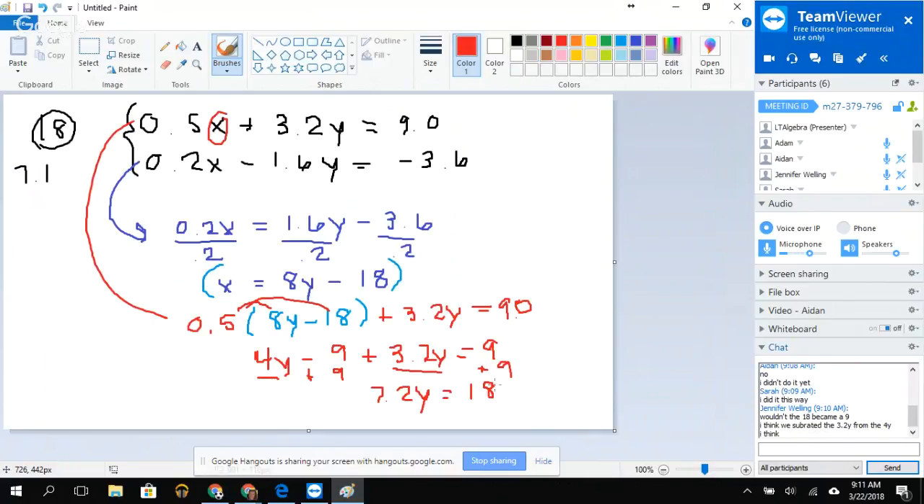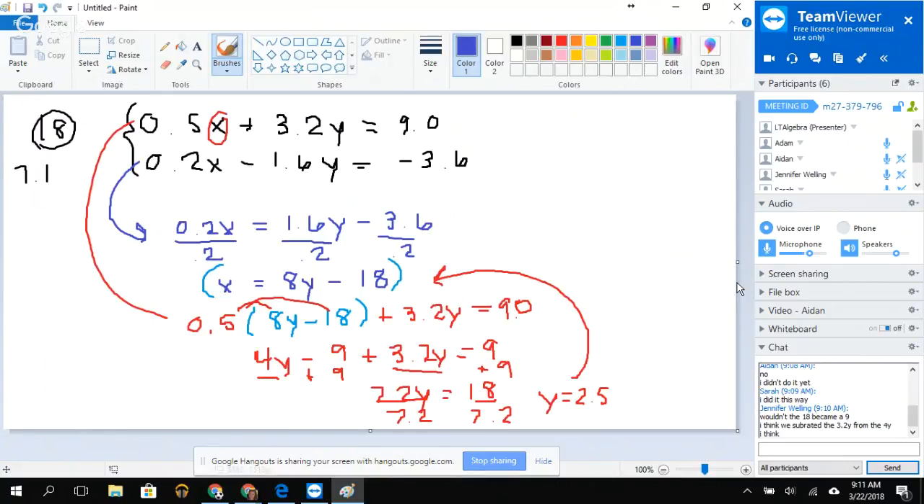I think so too. All right, so if I divide both sides by 7.2, I get y equals 2.5, right? And then if I want to figure out what x is, then I need to plug that back in up here. And this is a mess. I apologize. Always a mess on the computer screen, right? So I need to plug that back in up here to my x. And I'm going to kind of pull that off to the side.